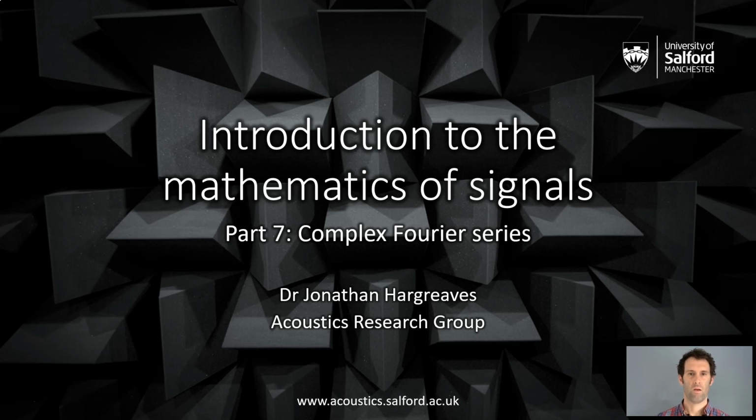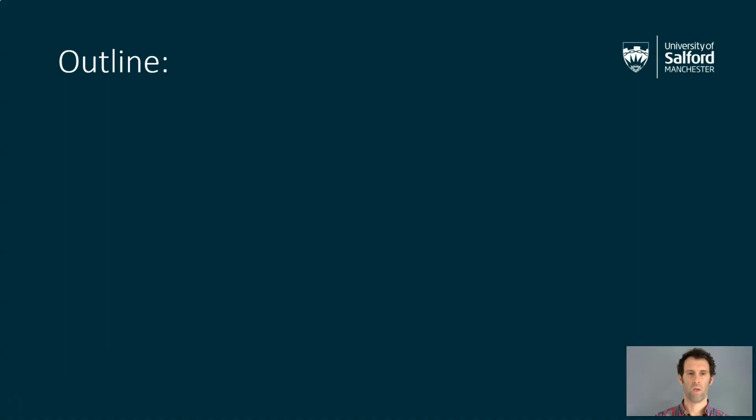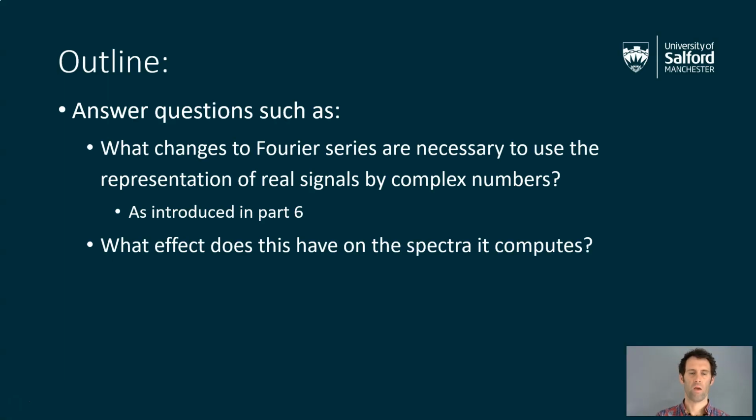In this part, we will introduce complex Fourier series. So a quick outline first. We're going to try and answer questions such as what changes to Fourier series, which we saw in part 4, are necessary to use the representation of real signals by complex numbers, as was introduced in part 6. And then we're going to ask what effect does this have on the spectra it computes.